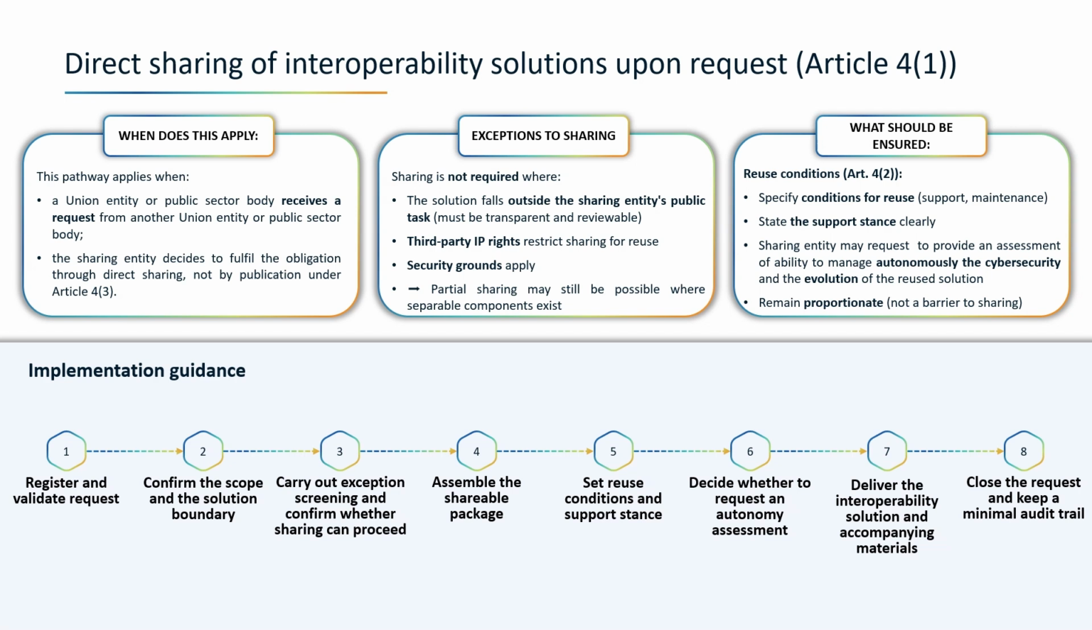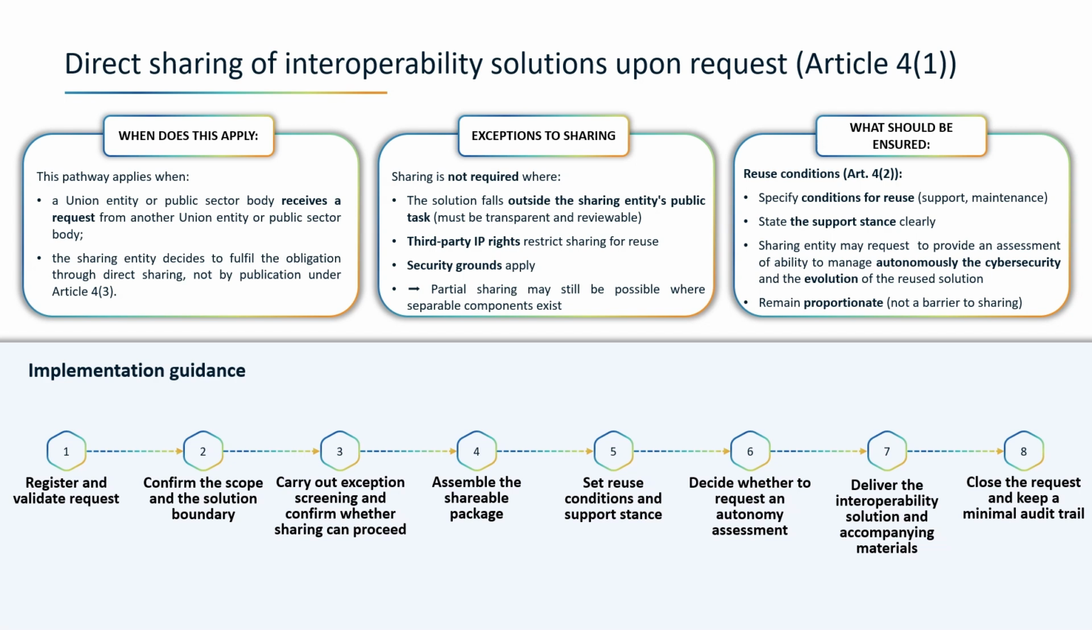Second case is if third-party IP rights restrict sharing for reuse. And then finally, if security grounds apply. This includes sensitive information relating to critical infrastructure, defense, or public security. Where an exception only covers part of a solution, then partial sharing may still be possible. Where sharing proceeds, reuse conditions should be specified, for example, support stance, maintenance, and liability.